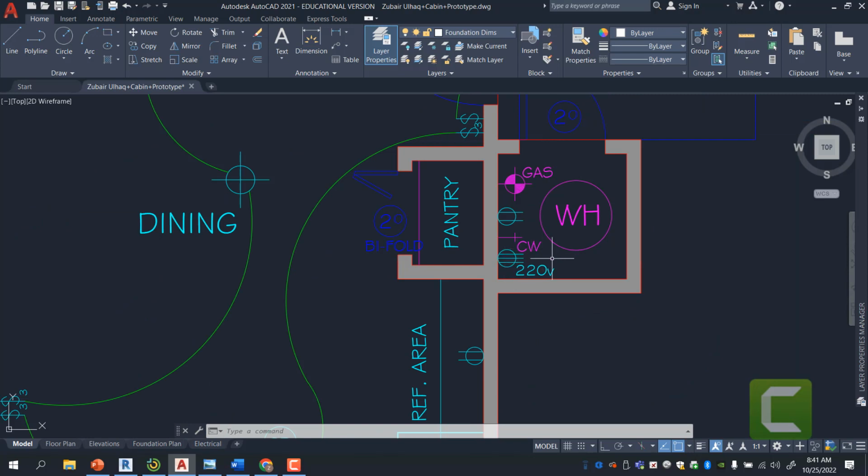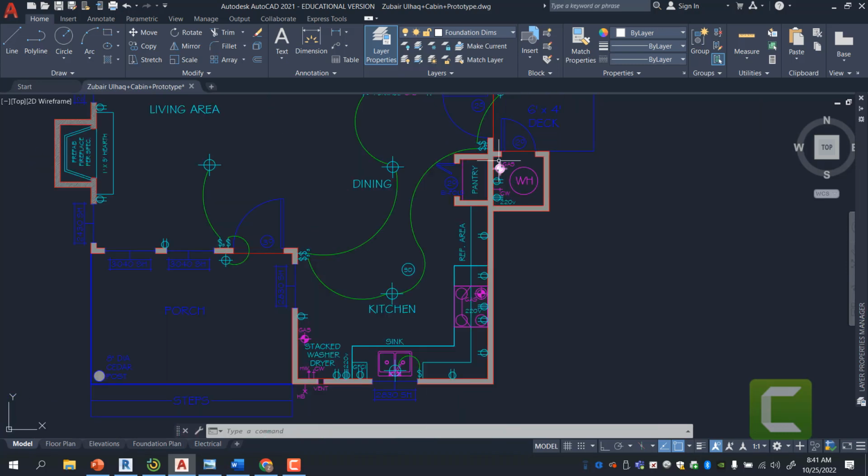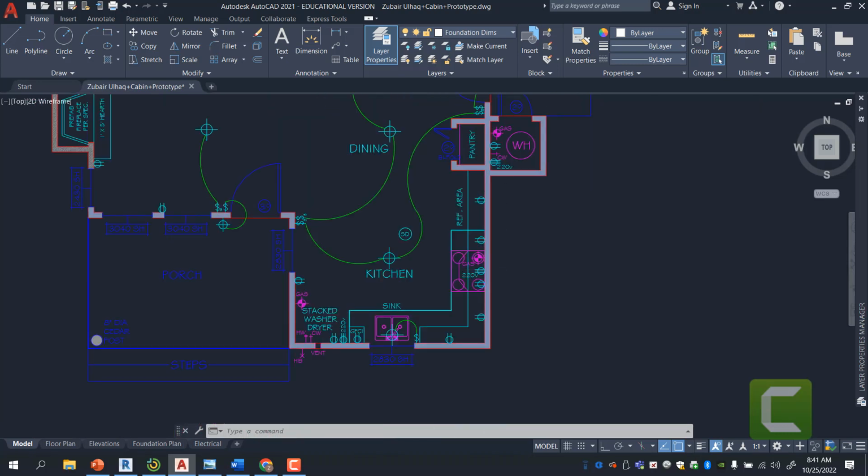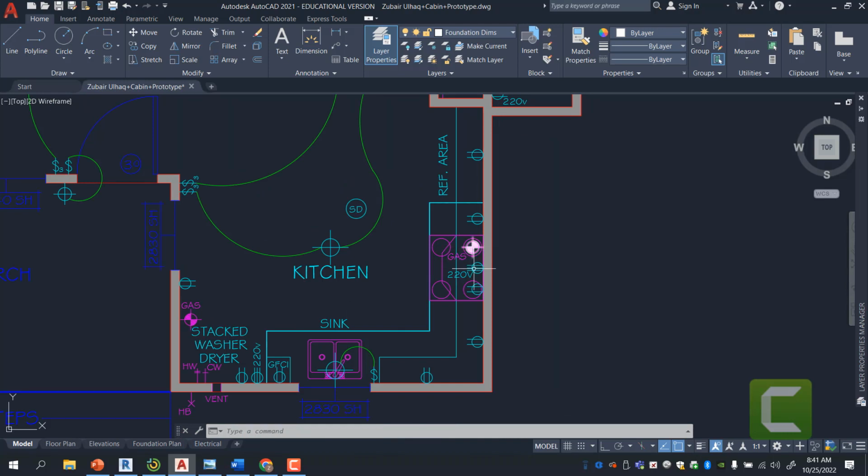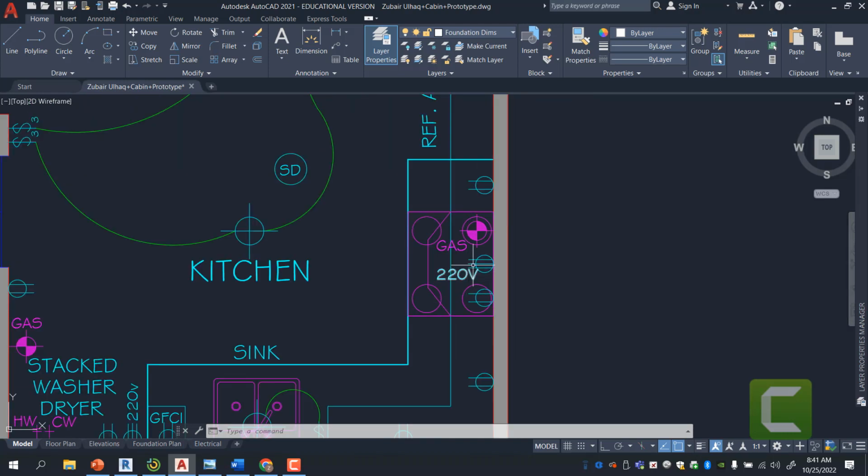And it also has a 220 volt connection here. So ideally you have this situation where you can have a water heater that runs off of gas, but you can also have an electric water heater if you choose to go tankless or go electric. You have another gas connection here by the stove. Again, this has a choice of going 220.